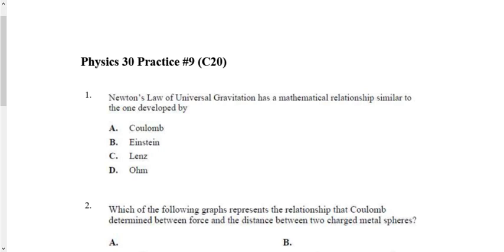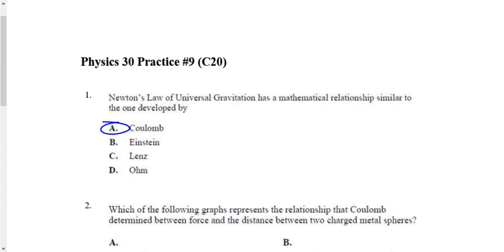All right, let's have a look at practice question set number 9 in preparation for quiz number 9 tomorrow, of course. Question number 1 says, Newton's law of universal gravitation has a mathematical relationship similar to the one developed by, yep, it's going to be A, Coulomb, right? You don't know anything about Einstein yet. You're going to learn some stuff about Einstein this year, but there's nothing that's remotely close to Newton's law of universal gravitation.